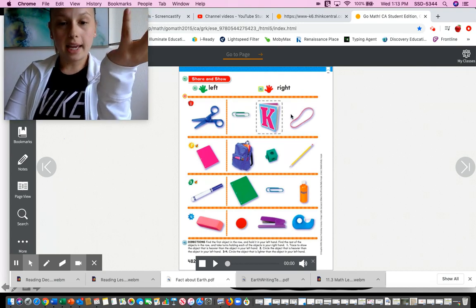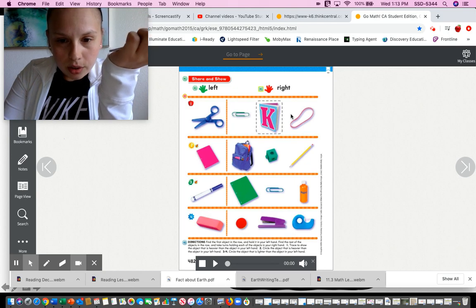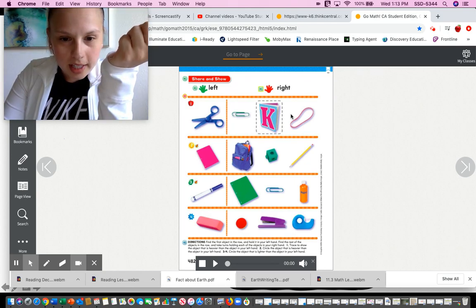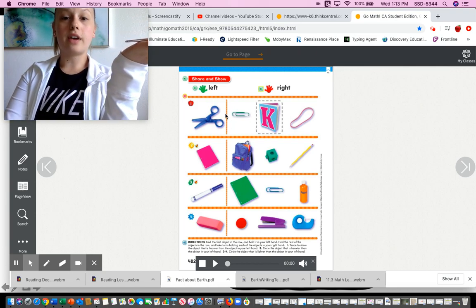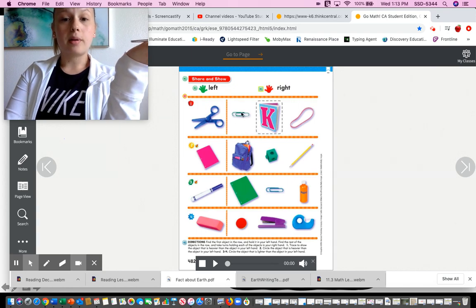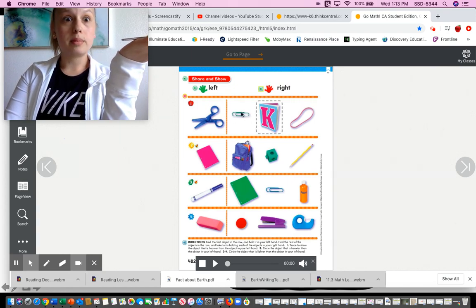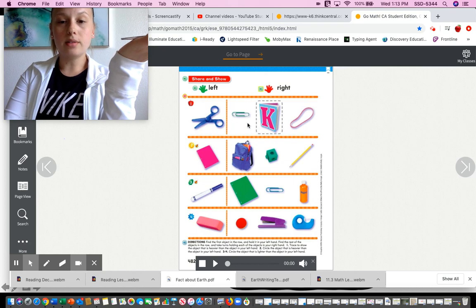In our right hand, you need to find the rest of the objects and take turns holding each object in your right hand. If you can find a paper clip in your house, you can use a paper clip. I don't think I have any paper clips here, so I'm just going to leave that one blank. And then you need to try to find a book and a rubber band. So you can find these objects around your house.